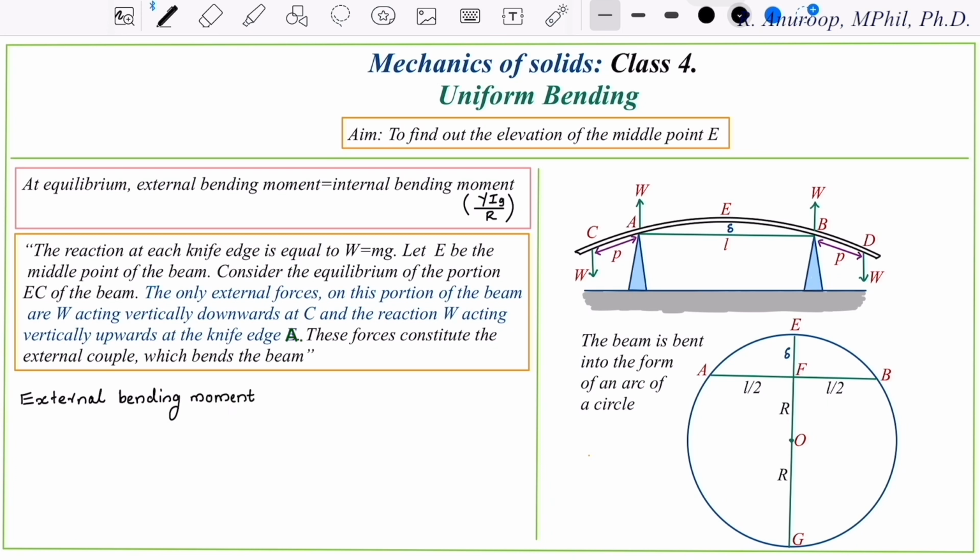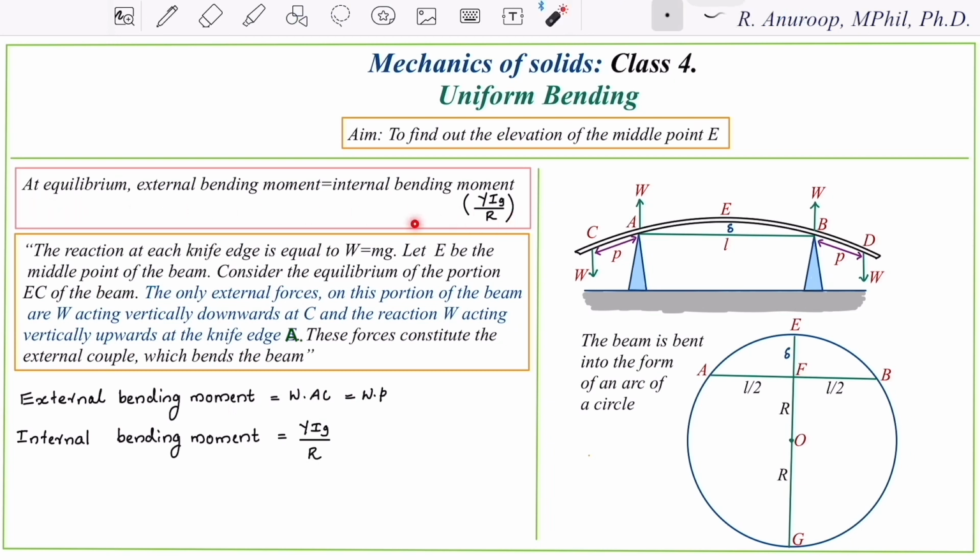Now, what is the external bending moment? The external bending moment is given by the external force, that is W, which is acting vertically downwards. W is equal to mg, into the distance AC. The external bending moment is W into AC. Since AC is equal to p, the external bending moment is W into p. That is force into the distance from the knife edge. Already we have the internal bending moment, which is equal to YIg divided by R.